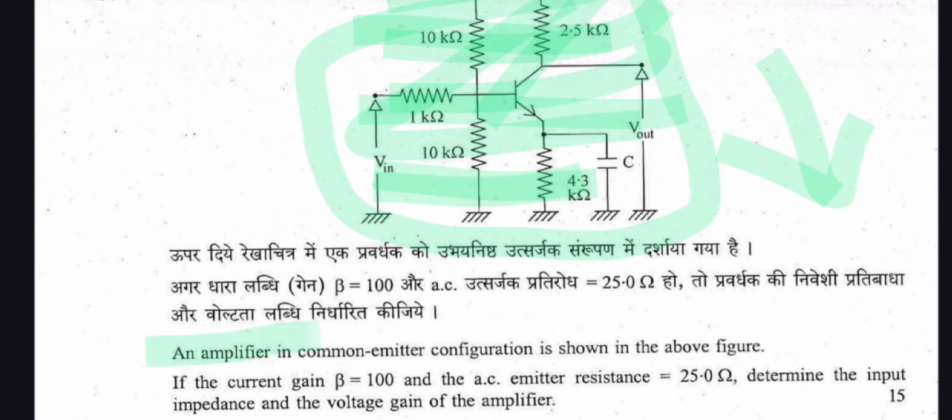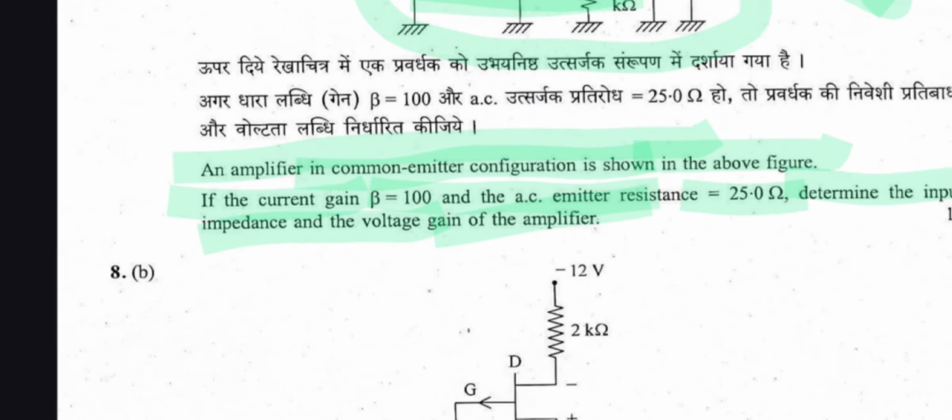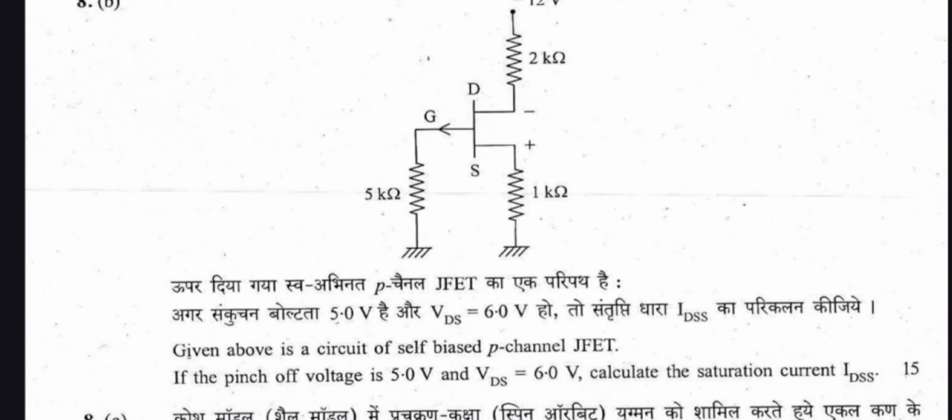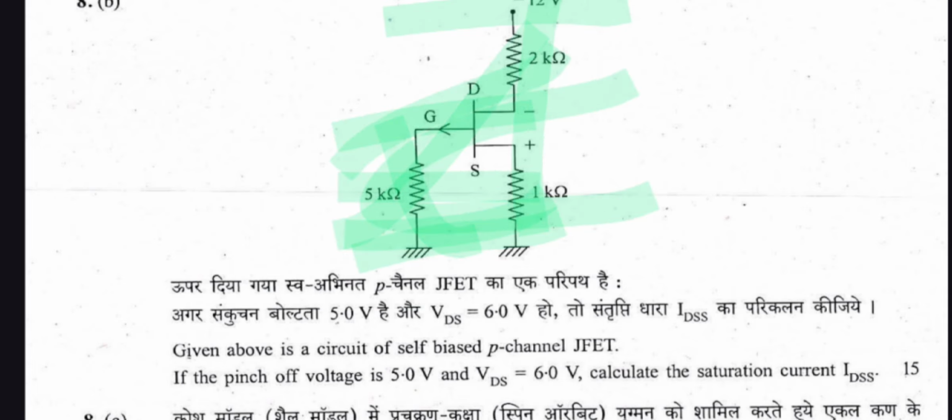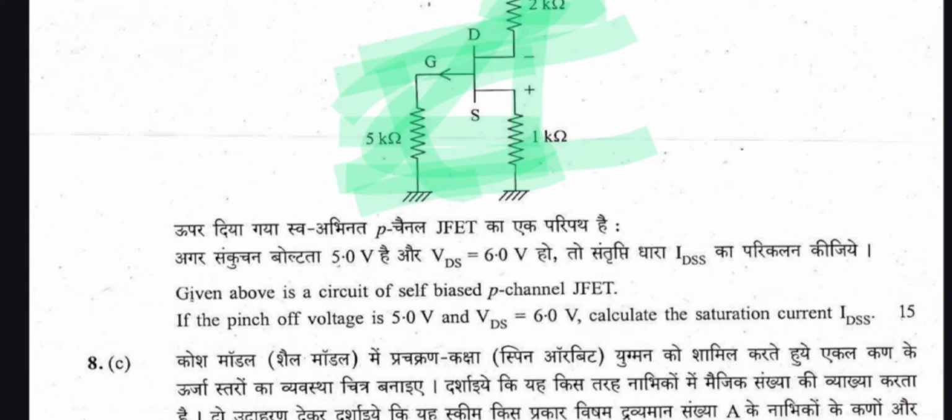For an amplifier in a common emitter configuration in the above figure, if the current gain beta is equal to 100 and the AC emitter resistance is 25.0 ohm, determine the input impedance and the voltage gain of the amplifier. So 8b is here. You can see this. The question is given below.